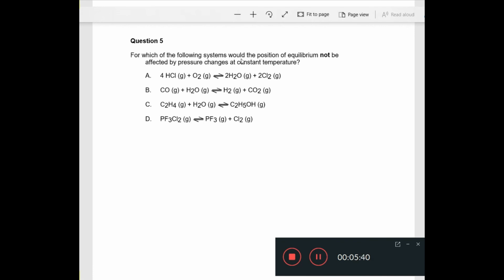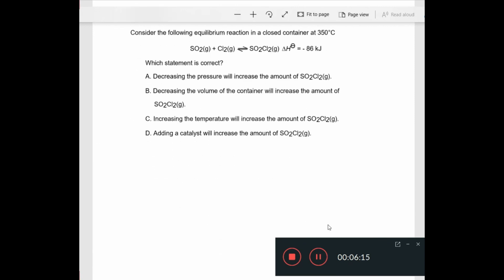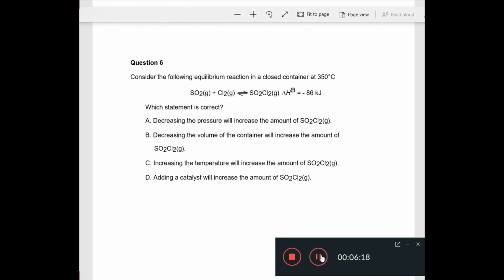For which of the following systems would the position of equilibrium not be affected by pressure changes at constant temperature? This is question 5. Now, for the pressure not to affect the position of equilibrium, the number of molecules on the left-hand side of the equation must be equal to the number of molecules on the right-hand side of the equation. Okay, so that occurs with B. 2 molecules on the left, 2 molecules on the right. That's the only one that's like that.